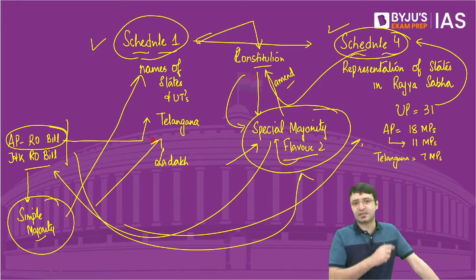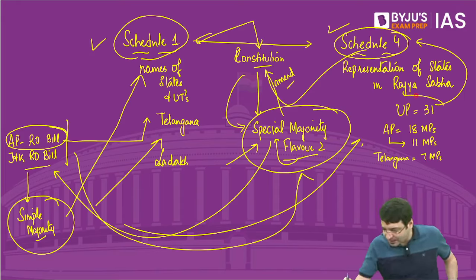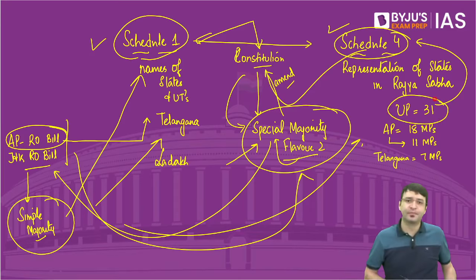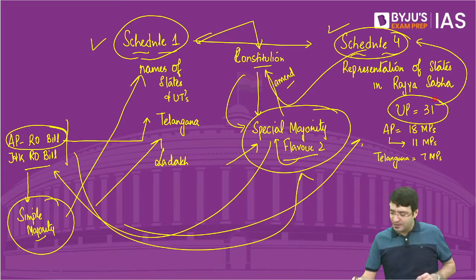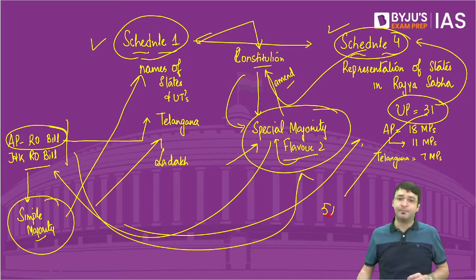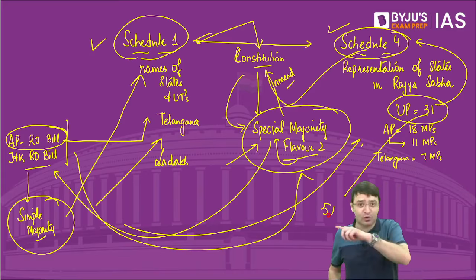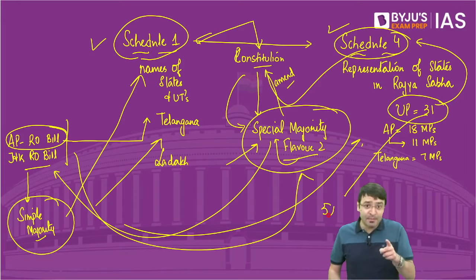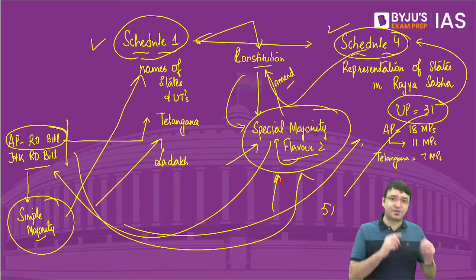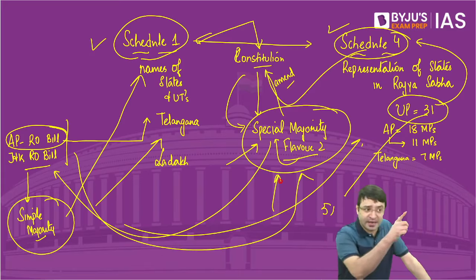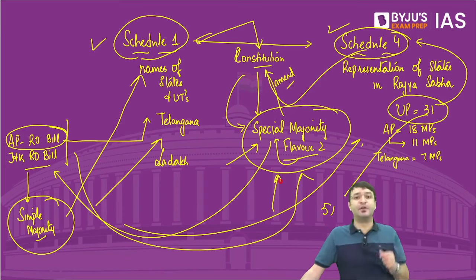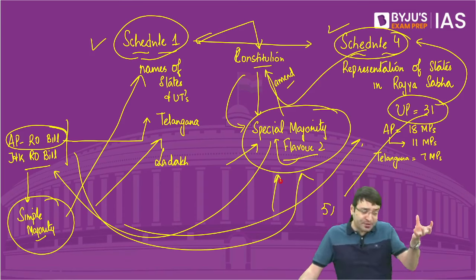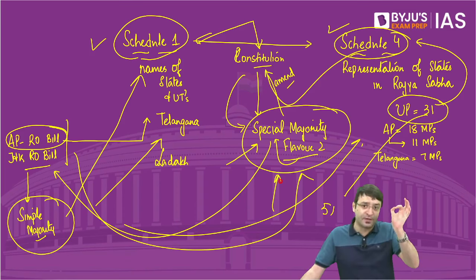Which means this: if you are saying that we will pass a law to increase the representation of UP in Rajya Sabha from 31 to 51, you need to amend the constitution. But this amendment would be through flavor 3 of special majority, which means you need ratification by more than half of the states as well, because you are affecting federal feature. Why? Because you are giving more representation to one state. This is the question of federalism.